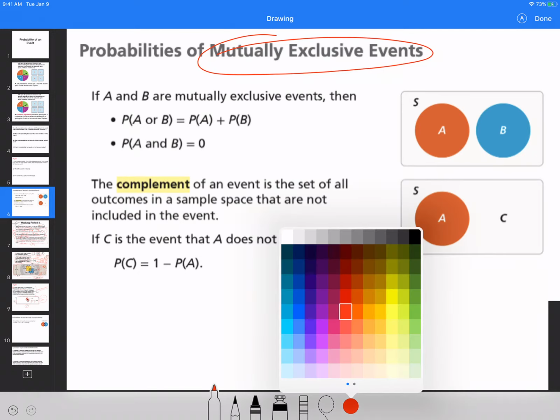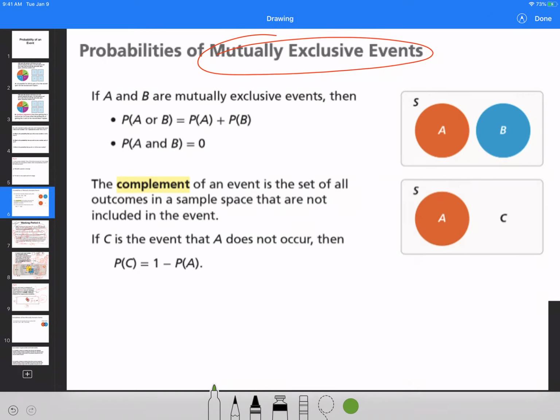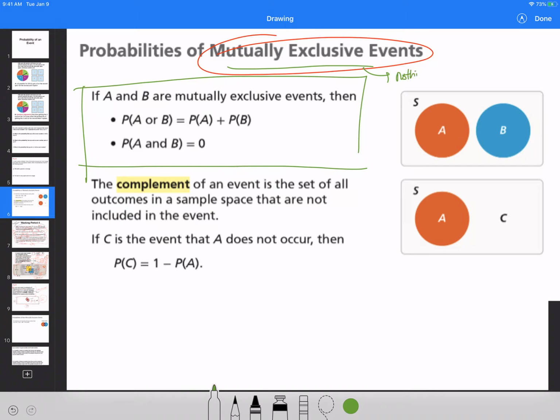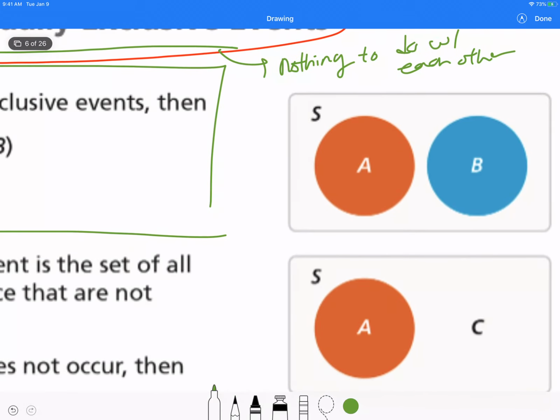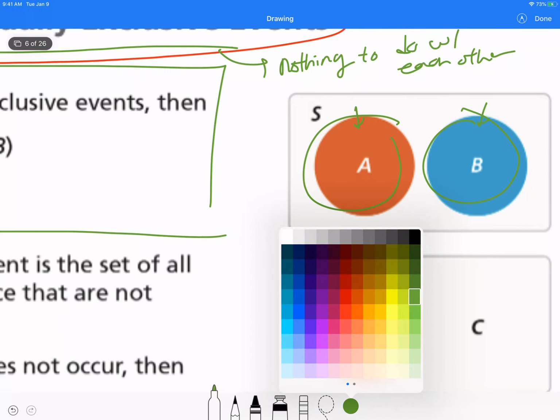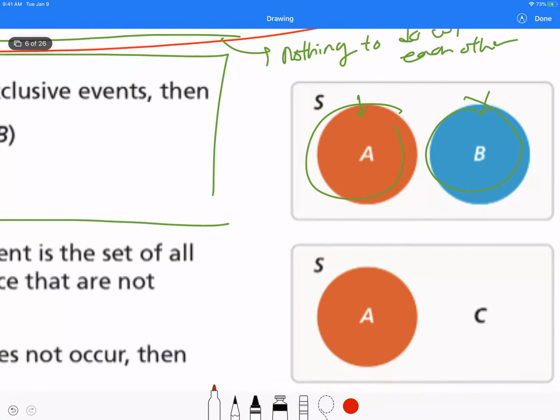For today, please write down these formulas here. We have talked about mutually exclusive events before. That simply means that they have nothing to do with each other. So in a Venn diagram situation, we have these circles, but they're not overlapping. So as you can see, the probability of one of them does not impact the probability of the other. That's simply what it comes down to.